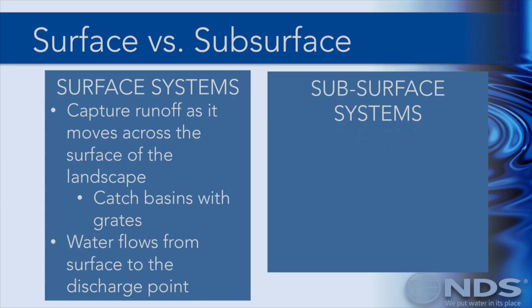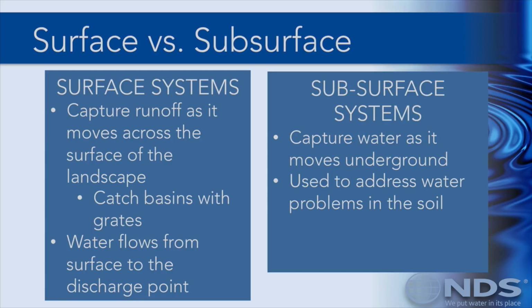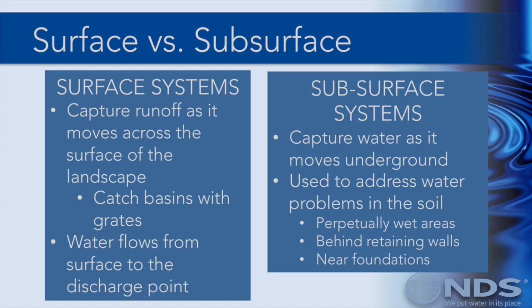Subsurface systems are designed to collect water as it moves through the soil profile underground, which is why they are called subsurface systems. Water from the soil is captured below the surface and then conveyed to other areas. Subsurface systems address water problems in the soil, areas that are perpetually wet, and areas behind retaining walls or near the foundations of a house where water moving through the soil needs to be directed away from the structure.